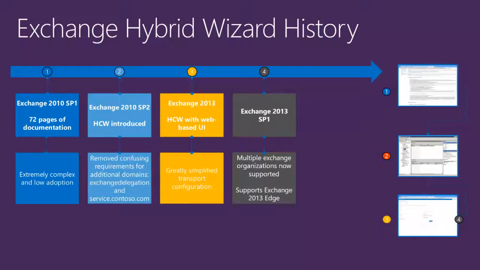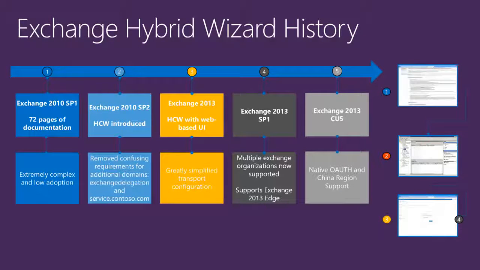And then more recently, in CU5, they added even more stuff, like automatic configuration of OAuth. There you have it again, that OAuth thing. And we'll be talking about that in just a minute. And they also announced support for the Greater China region, because that used to be a problem for them getting Office 365 in the China environment.